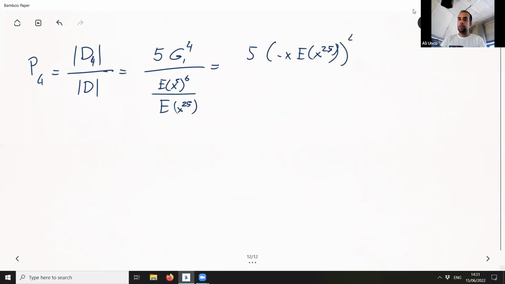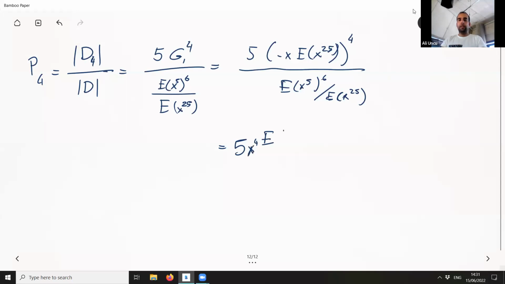And now we have that to the power 4. And this is divided by e of x^5 to the 6, divided by e of x^25. Cool. Now we can just take it on the side, like just put it up. And it is 5 times x to the 4, e of x^25 to the power 5, divided by e of x^5 to the 6.